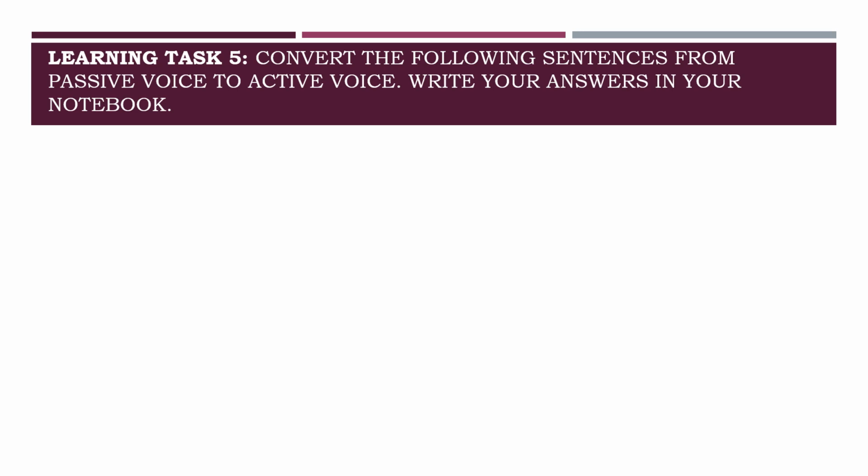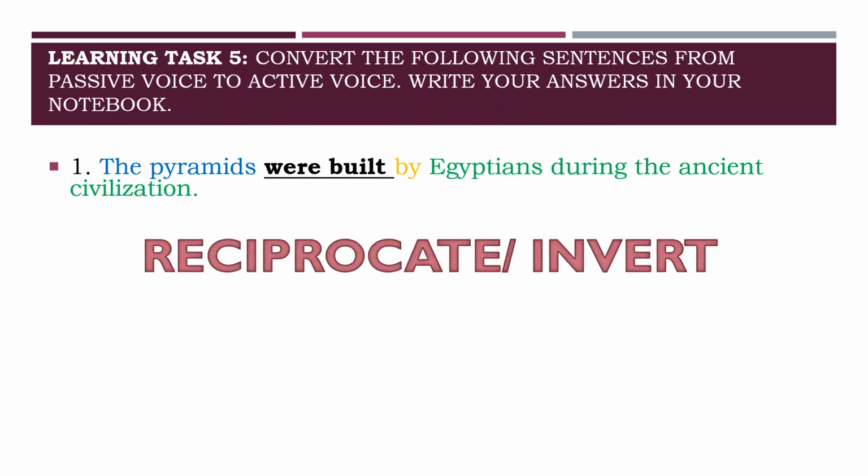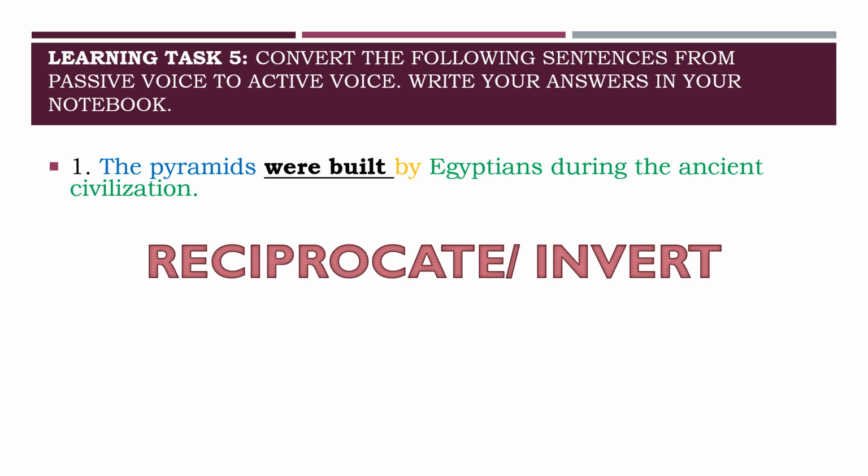Learning Task 5. Convert the following sentences from passive voice to active voice. Write your answers in your notebook. The pyramids were built by Egyptians during the ancient civilization. So look at this guy. Guys, dahil dalawa yung ating verb, which was were built, ito ay passive voice. And then we will reciprocate again or invert the sentence.